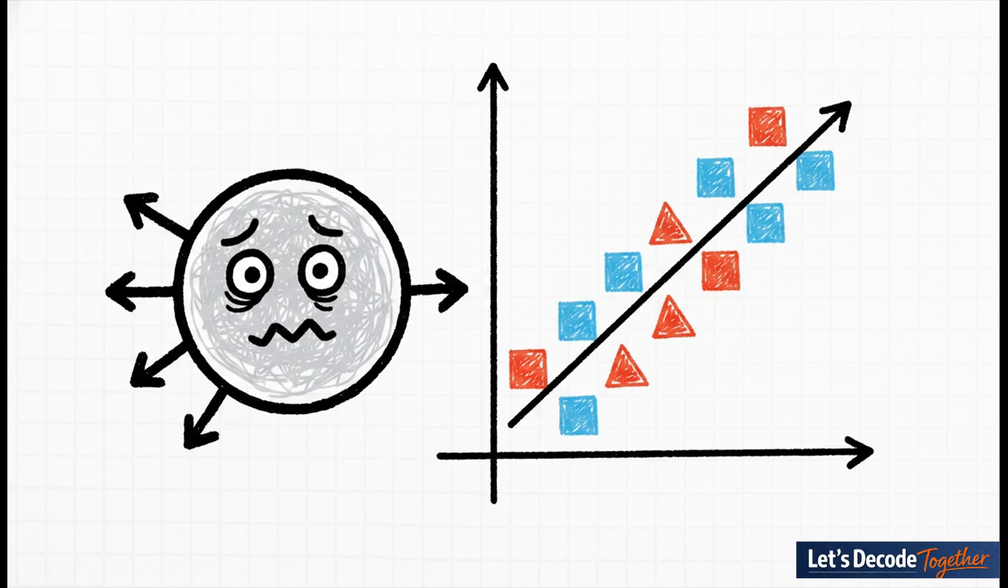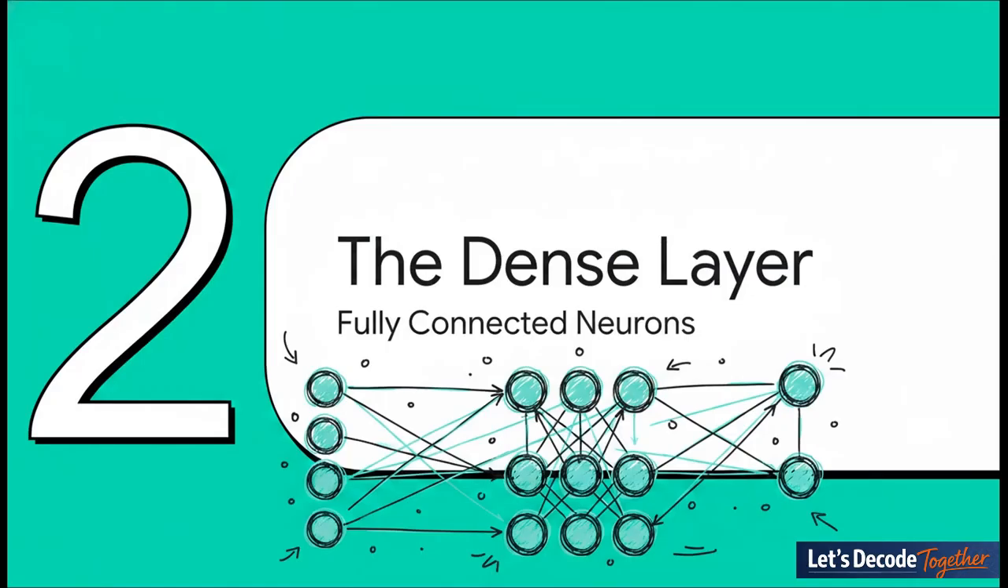See, an XOR problem is a classic exclusive OR logic test, and mathematically speaking, a single neuron basically acts as a rigid linear classifier. It can only draw a perfectly straight line to separate data. So if your data requires anything even slightly more complex than a straight line to categorize it, a single neuron fails completely. Section 2. Building the dense layer.